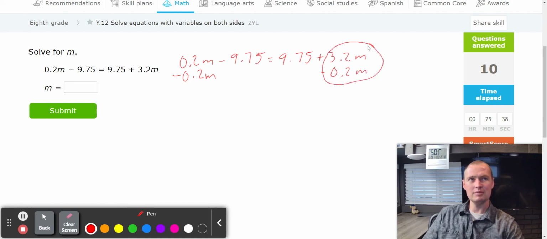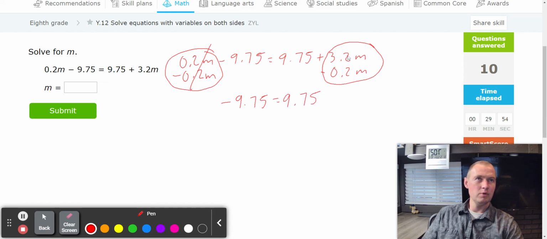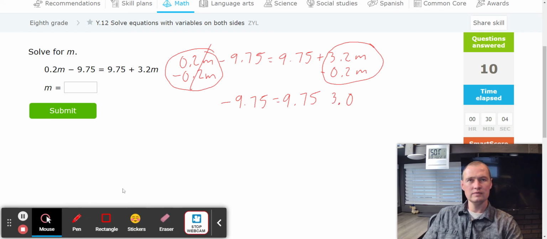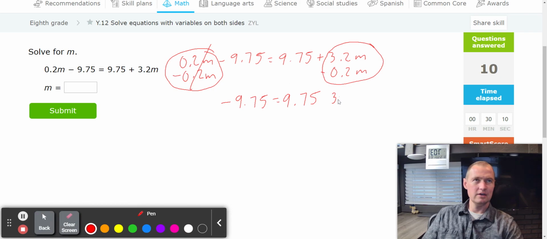And notice that m's stay with m, so the m's are there and the m's are here. But these are opposites, which eliminate that to negative 9.75 equals, oh, this problem's going to come out to a whole number. This is nice. To a positive 9.75. But 0.2 and 0.2 cancels to 0. And 3 minus 0 is 3.0. And 3.0 is the same thing as 3. So that worked out nice. And don't forget to bring down the m. So one more time, 3.2m minus 0.2m is 3.